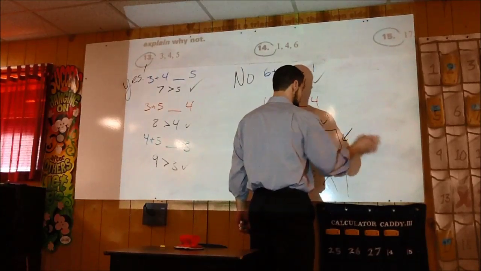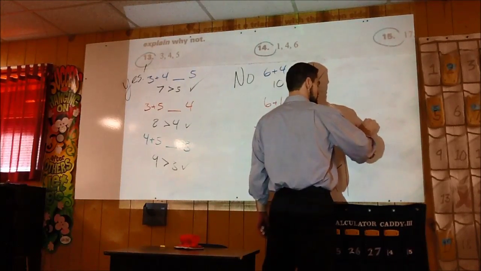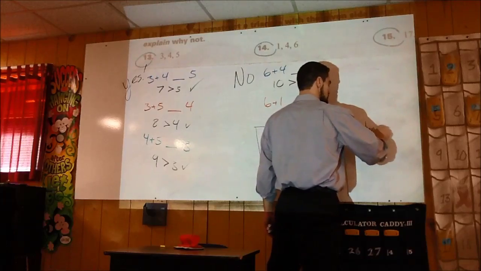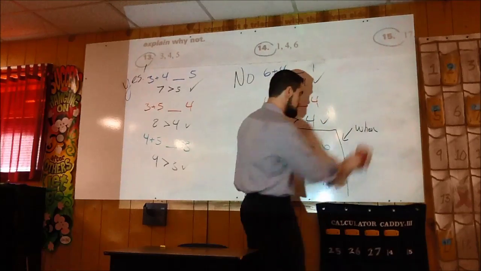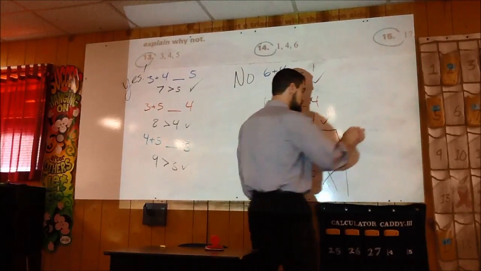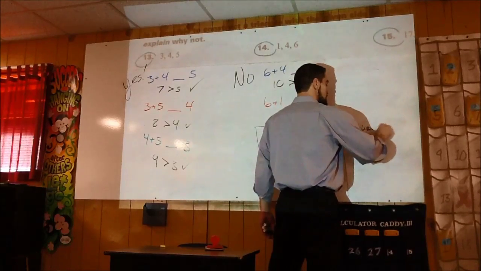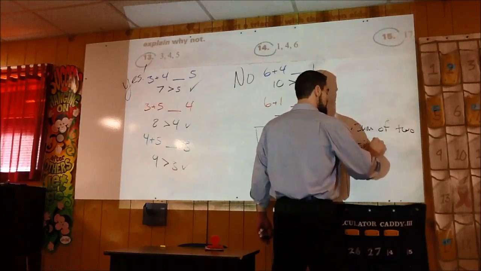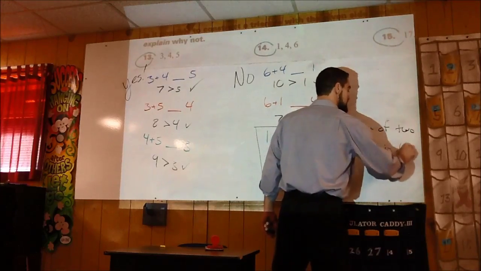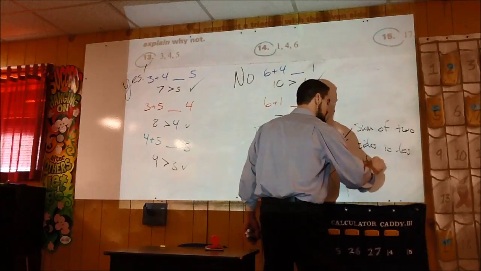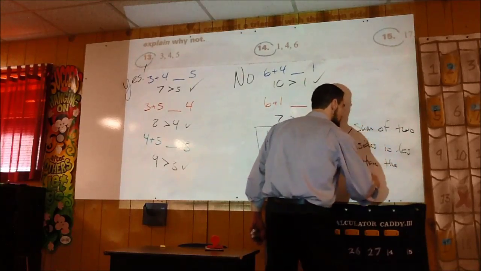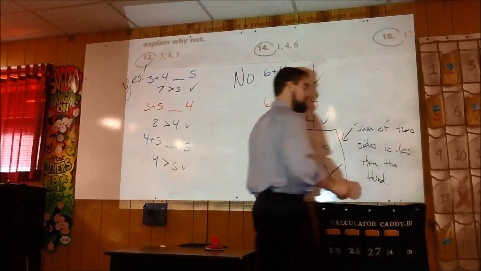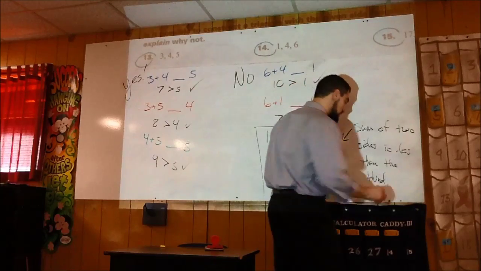So here, sum of two sides is less than the third. Therefore, no triangle.